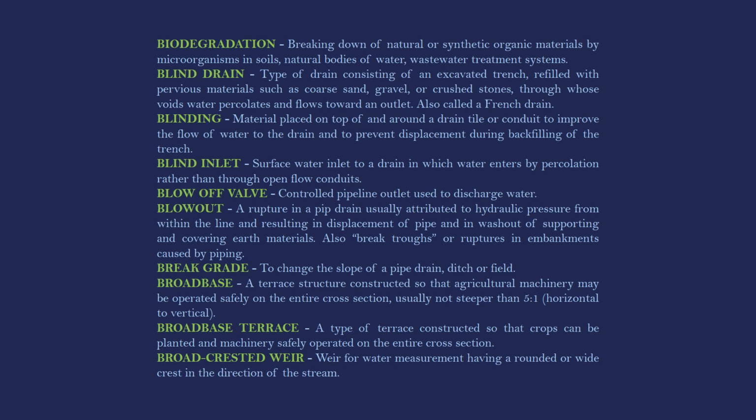Broad base. A terrace structure constructed so that agricultural machinery may be operated safely on the entire cross-section. Usually not steeper than 5:1, horizontal to vertical. Broad-base terrace. A type of terrace constructed so that crops can be planted and machinery safely operated on the entire cross-section. Broad-crested weir. Weir for water measurement having a rounded or wide crest in the direction of the stream.